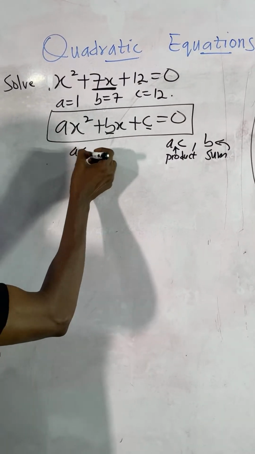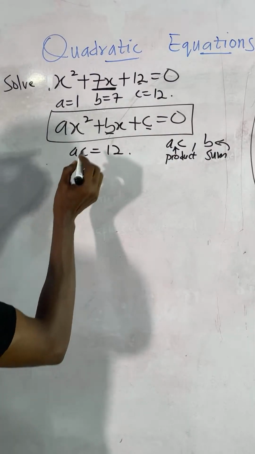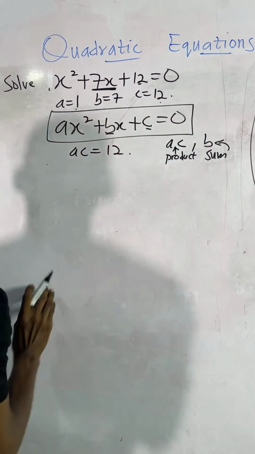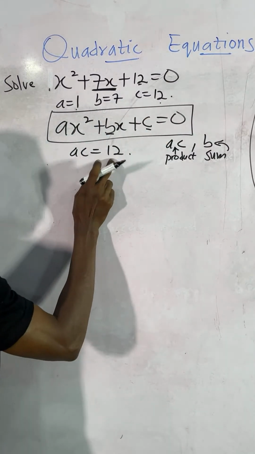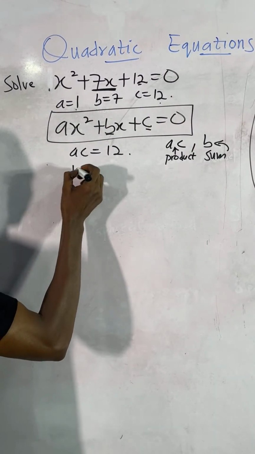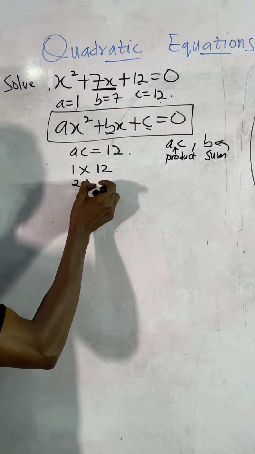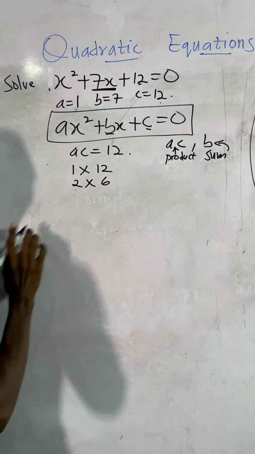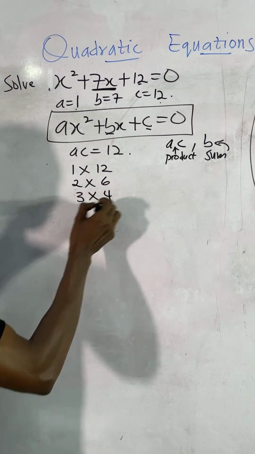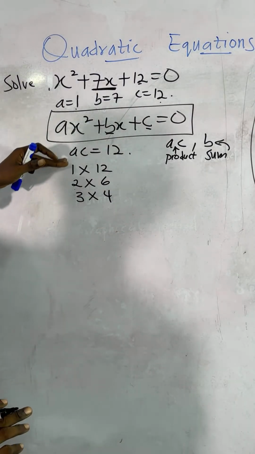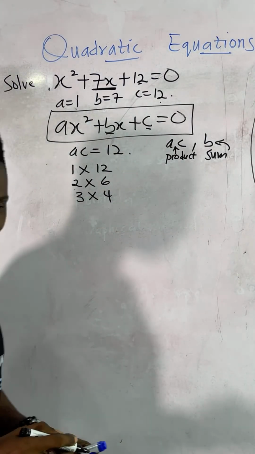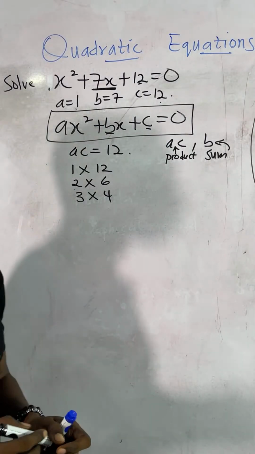So what's our AC? Our AC is 12, right? That's A multiplied by C is 12. So we're looking for two numbers that when multiplied will give us 12. So we have 1 multiplied by 12, 2 multiplied by 6, 3 multiplied by 4. All of these numbers will give us 12, right?